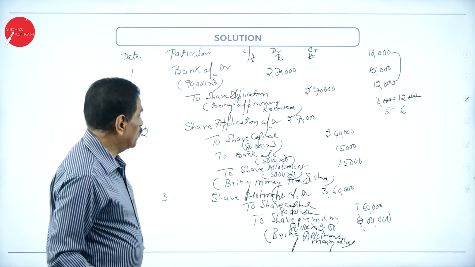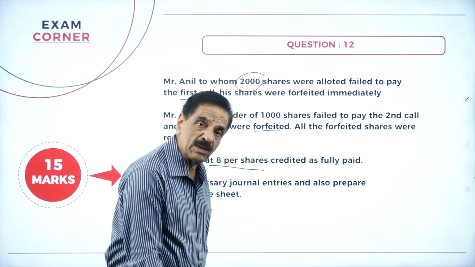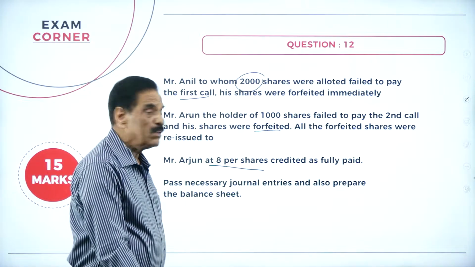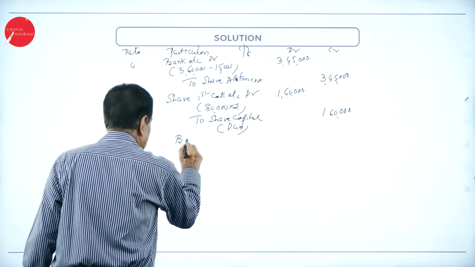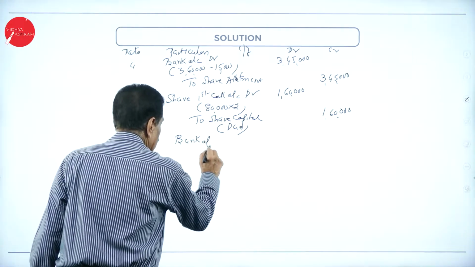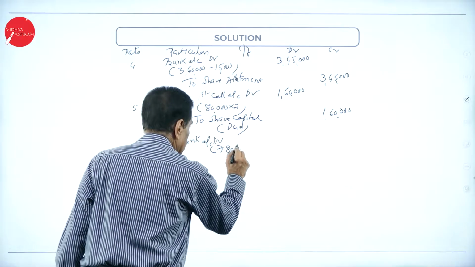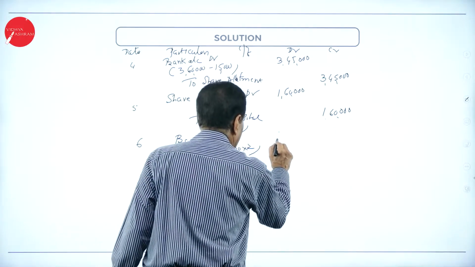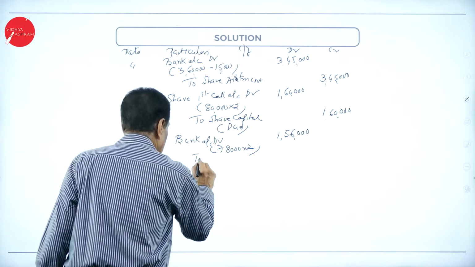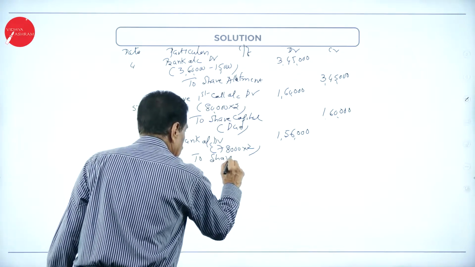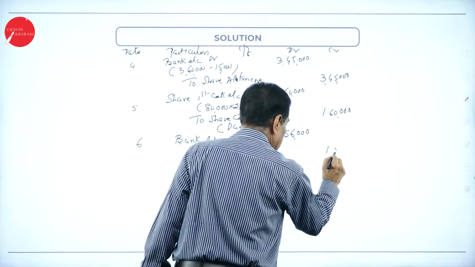Now, how many shares could you not receive? 2,000 shares. You called for 80,000 shares. How much money could you not receive? 2,000 means 78,000. Number 6. Bank account debit, 78,000 into 2, 1,56,000, to share first call, 1,56,000.